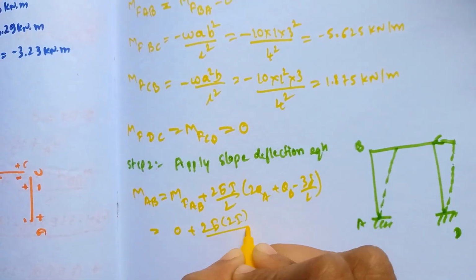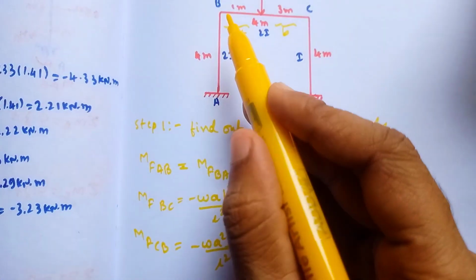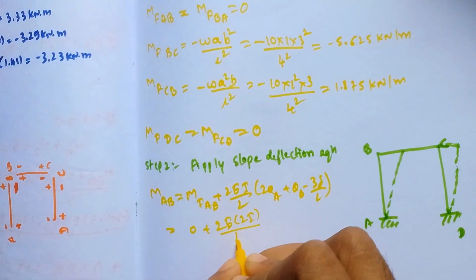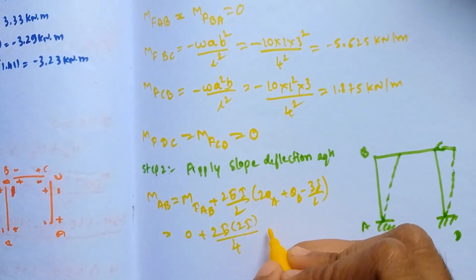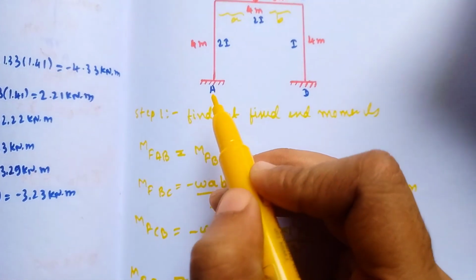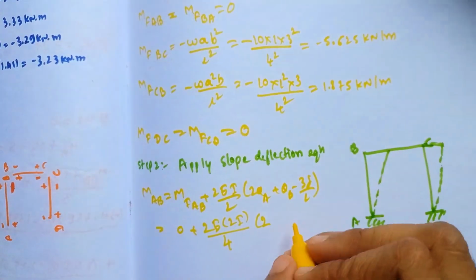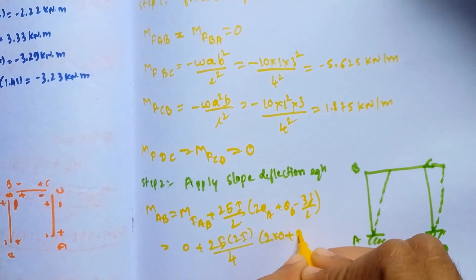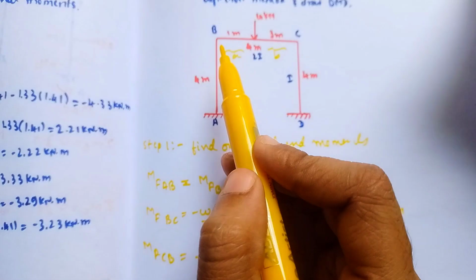2I divided by the length of span AB, which is 4 meters. So put that value: 4 into 2 into theta A. A is the fixed end, so at point A the fixed end is there, and at a fixed end the slope is 0. 2 into 0 becomes 0, plus theta B, which has some value.